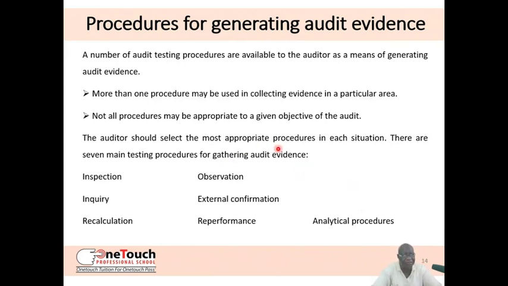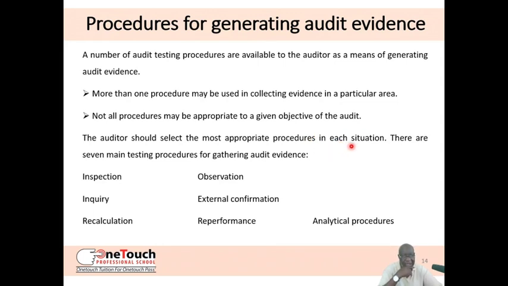A number of audit testing procedures are available to the auditor as a means of generating audit evidence. So there are so many means by which you can obtain your audit evidence. More than one procedure may be used in collecting evidence in a particular area. Yes. You can use different ways of collecting with the same transaction. Not all procedures may be appropriate to a given objective of audit. Yes. The auditor should select the most appropriate procedure in each situation. So when you are going to select items for your evidence, select the appropriate procedures.